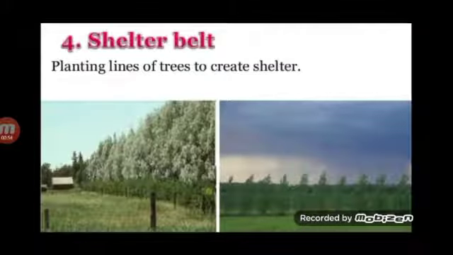Fourth, shelter belt. Planting lines of trees to create shelter also checks soil erosion. Rows of such trees are called shelter belts. These shelter belts have contributed significantly to the stabilization of sand dunes and in stabilizing the deserts in Western India. Children, now I think the soil erosion and soil conservation is clear.